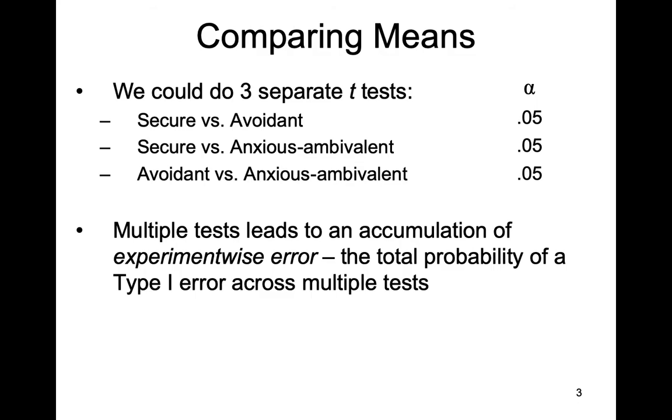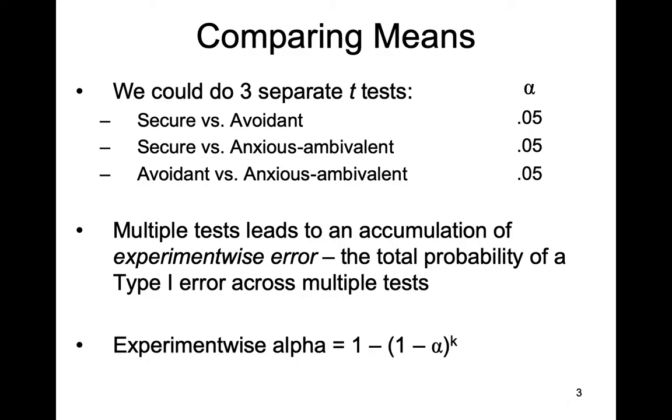The problem with doing three separate t-tests is that we will have an accumulation of experiment-wise error, which is the total probability of a type 1 error across multiple tests. Recall that a type 1 error is when we reject the null hypothesis and conclude that we do have a statistically significant result, even when there's no true difference between the two groups in the population.